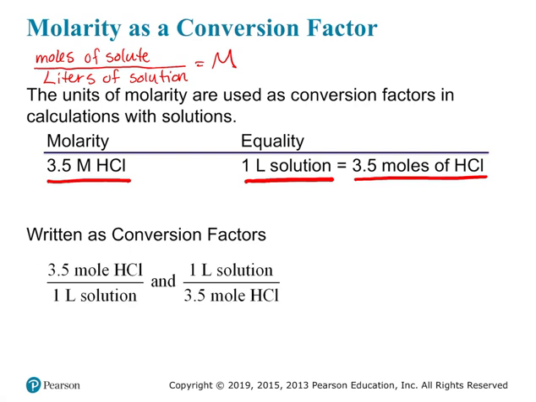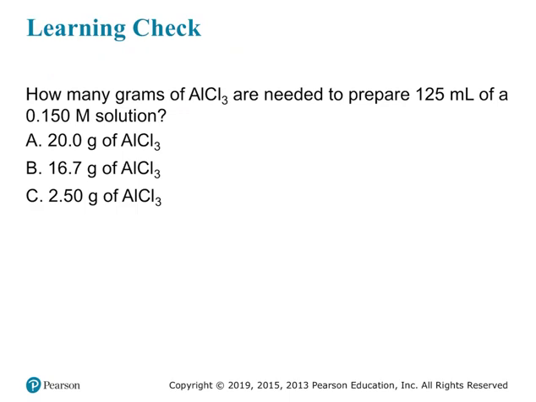Now remember, equalities can also be written as conversion factors. So we could put 3.5 moles of hydrochloric acid in the numerator or in the denominator. It just depends on what we're solving for. So let's do a practice problem where we use molarity as a conversion factor. How many grams of AlCl3, or aluminum chloride, are needed to prepare 125 milliliters of a 0.15 molar solution?